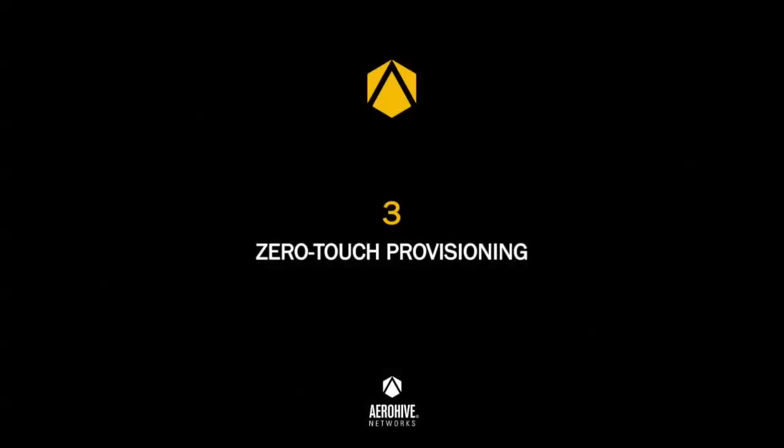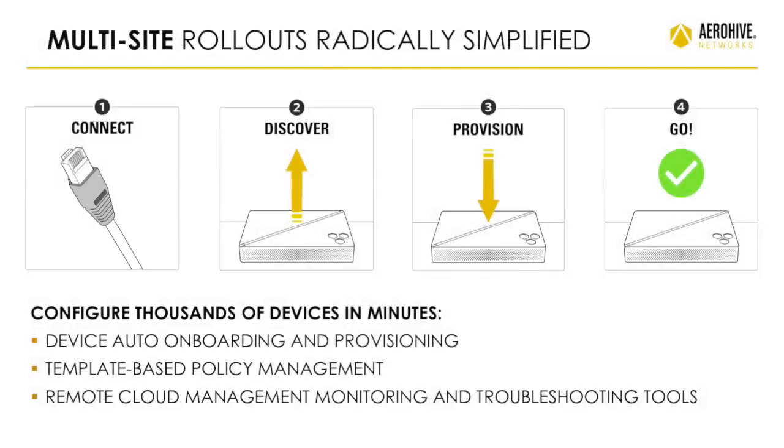3. Zero-touch provisioning. XR routers can automatically discover Hive Manager and be provisioned with a policy. This allows for updates and configuration to be applied within minutes. Zero-touch provisioning enables new branches to be brought online quickly without costly on-site installation.